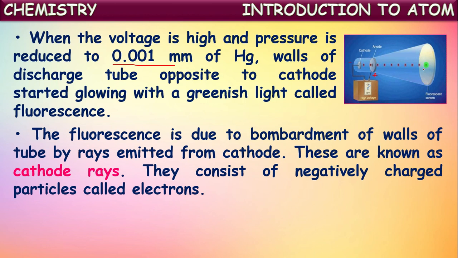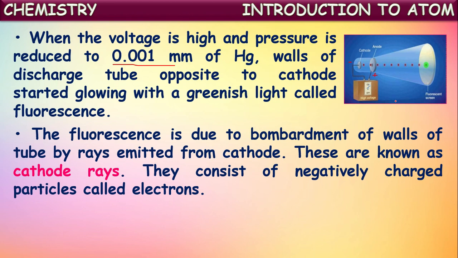The fluorescence is due to the bombardment of the walls of the tube by the rays emitted from the cathode. So what happened? By passing high voltage current, certain particles, certain rays are emitted from the cathode side, and they pass through the discharge tube towards the anode and strike the back side of the discharge tube. That's why this greenish light is emitted. So these rays which are emitted from the cathode side were called cathode rays, as they are being produced from the cathode side.